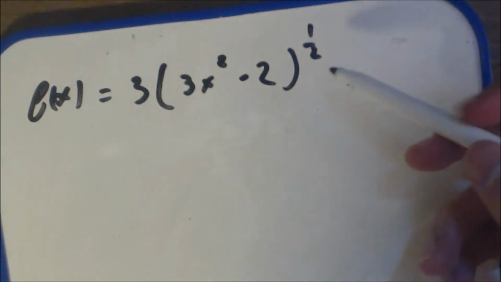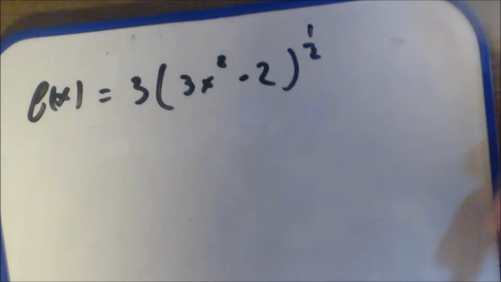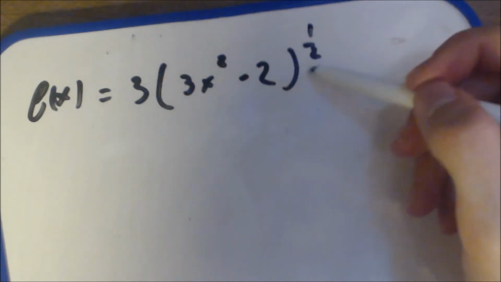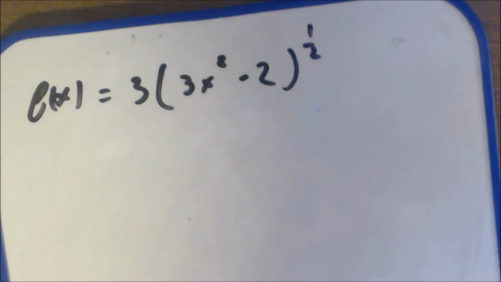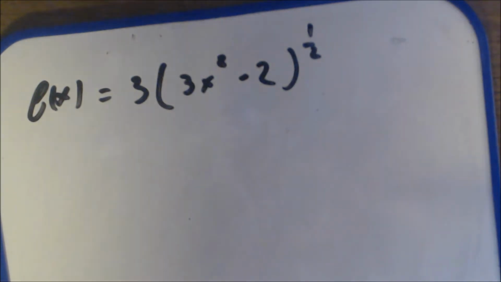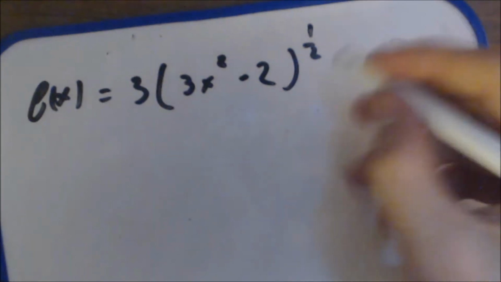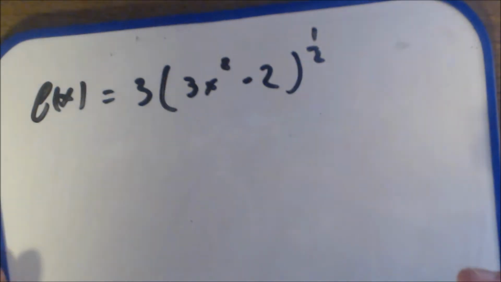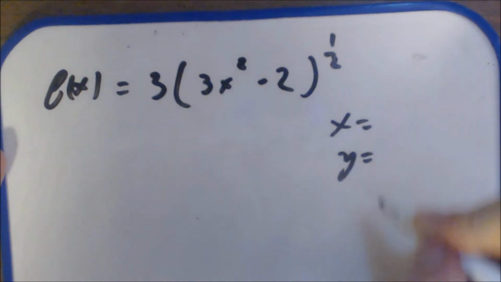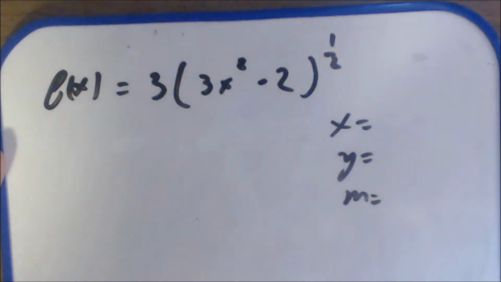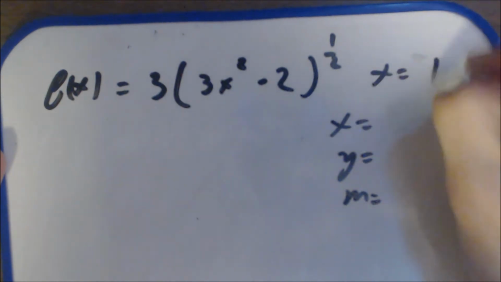Now we're going to be using the chain rule, and you can go see my other video on how to do the chain rule to find the first derivative of a function such as this. But I'm just going to go straight through with this. What I always do first is write out x equals, y equals, and m equals. Sorry, I didn't say where it starts. It's supposed to be at x equals 1.